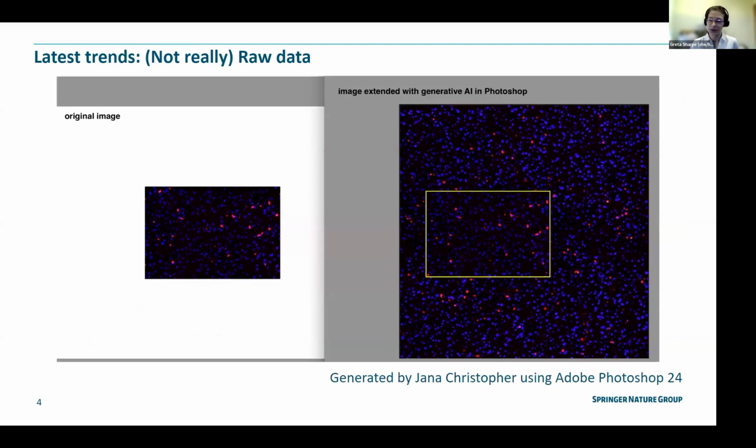And now on to AI, the question of the year. And Jana, our chair, has kindly produced some images for us. So the image on the left is the image as it appears in an article, and the image on the right is what could be perceived as raw data. It is an extended image created to show a larger field, but it is created by Photoshop 24. And just by looking at it, it is impossible to tell that there is a difference.